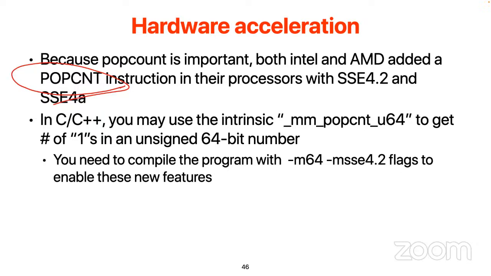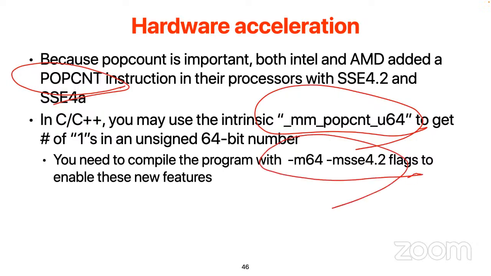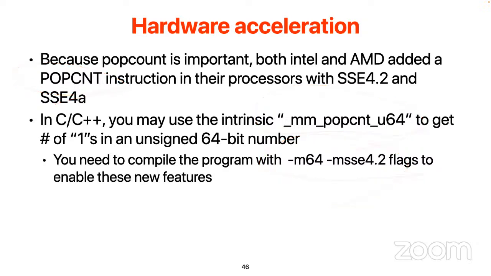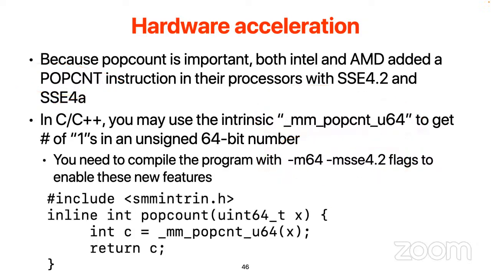So if you code this with an intrinsic, and compile your code with these flags, the compiler will generate code using that hardware acceleration. This is the resulting code. It's very ugly, I know, right? But let's look at the performance, and you will see if this is a function that you run a lot of times.